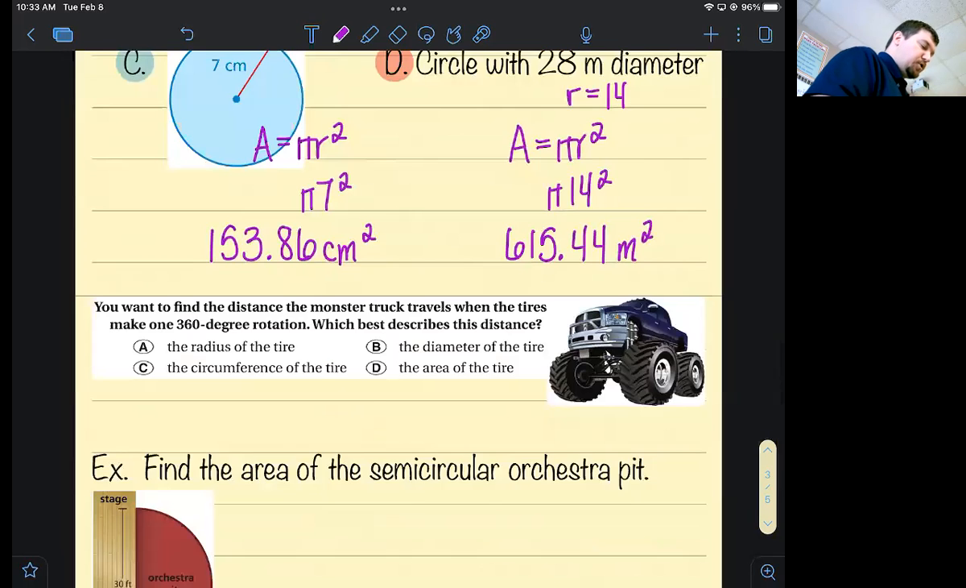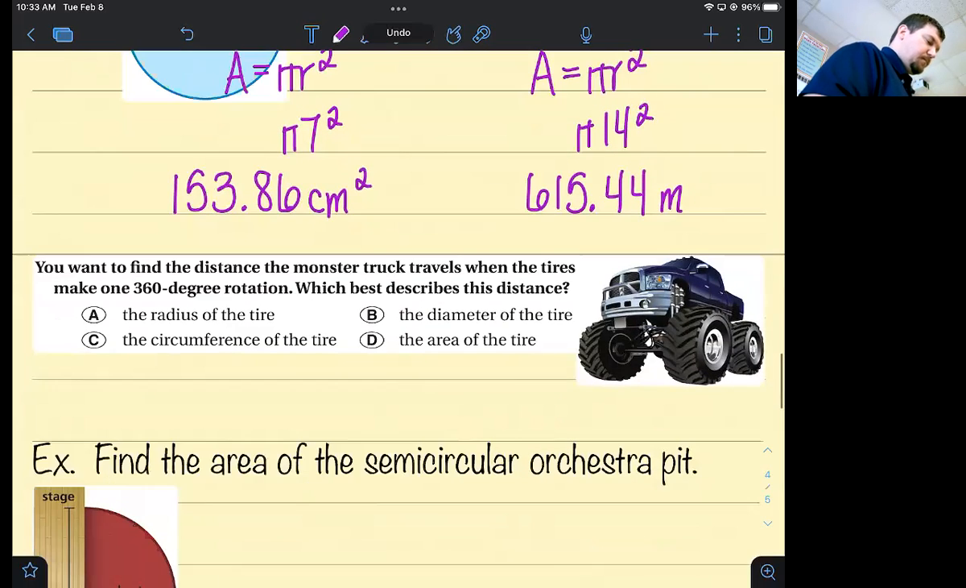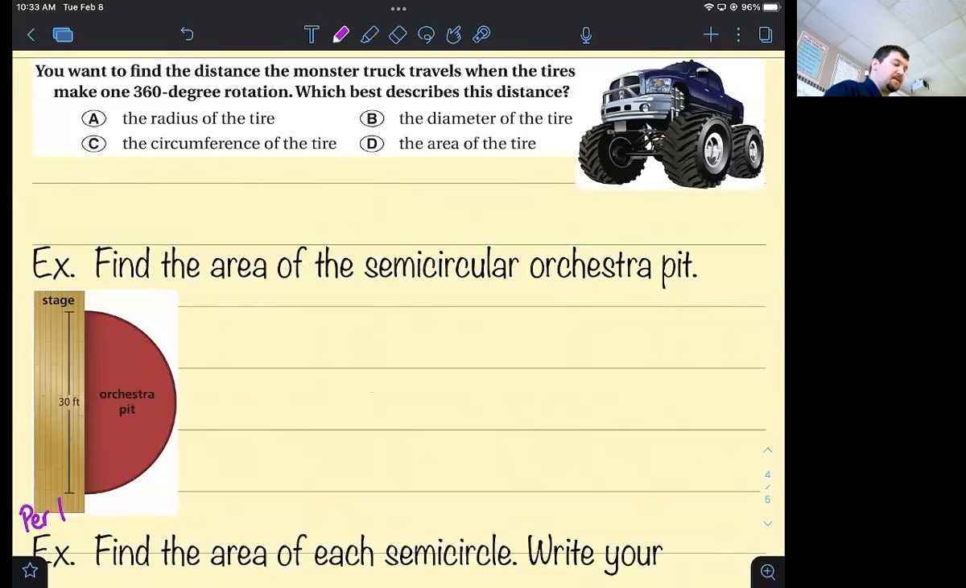Okay, let's move on. We can do two more examples. This next one says you want to find the distance a monster truck travels when its tires make one 360-degree rotation. 360-degree rotation. What's that make you think of? A circle. Yes. What part of a circle, if I'm talking about a 360-degree rotation? Circumference. Yeah.